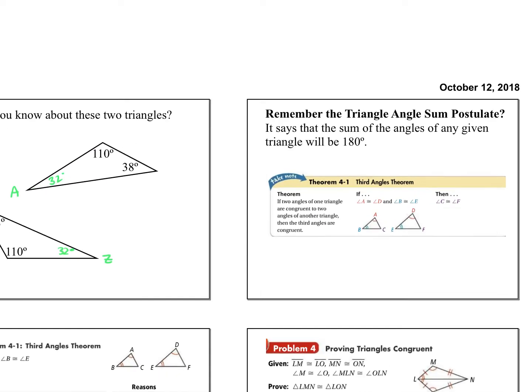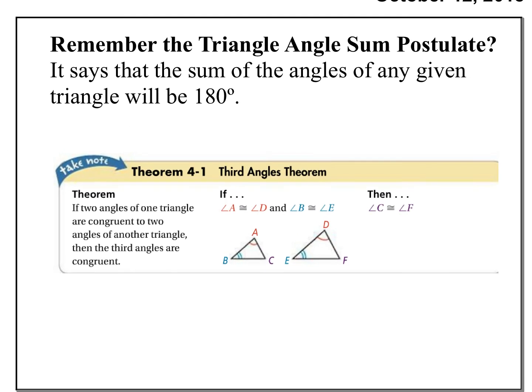So this is a theorem. It's called the third angles theorem. Now this third angles theorem is the title, and if you're like me, you're going to forget the title. But logically, you can just remember this and use this: if 2 angles of one triangle are congruent to 2 angles of the other, then third angles are congruent. Now, granted, that's a lot to write out, but you can always write that out.